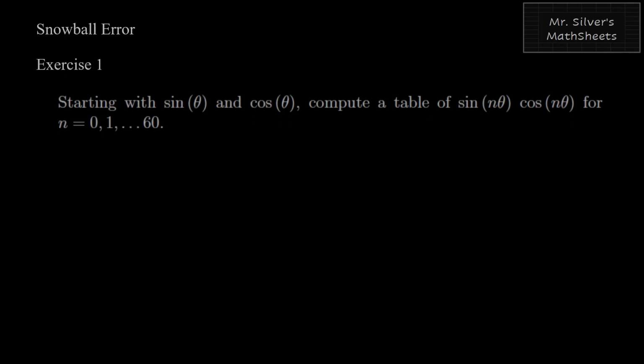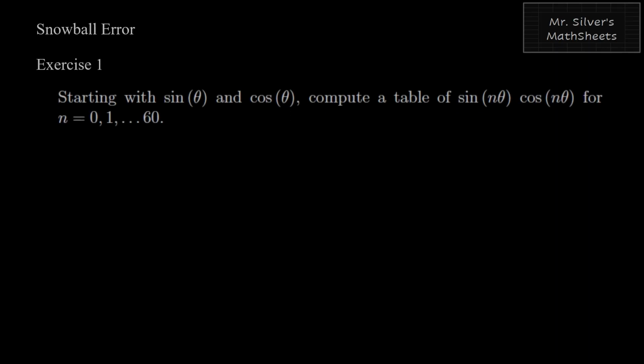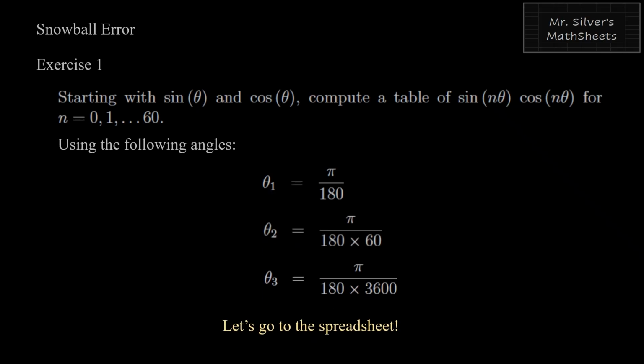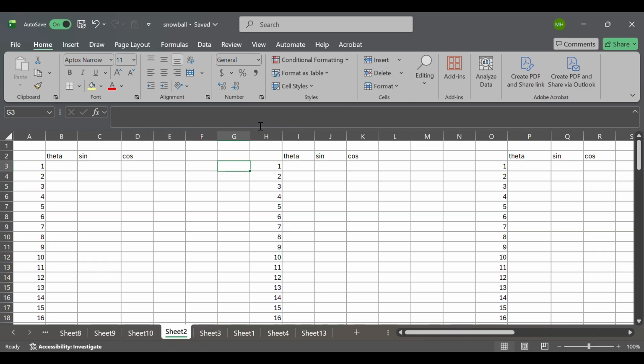So we'll do an example. We'll calculate a table of sine and cosine values: 1 theta, 2 theta, all the way up to 60 theta. We'll compute it for 3 different values of theta: pi over 180, and then 1/60 of that, and 1/360 thousandth of that.